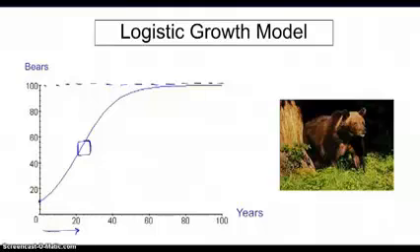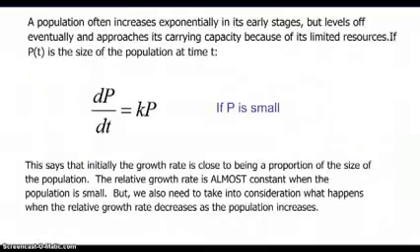Now let's talk specifically about what it looks like and how we're going to deal with it. A population often increases exponentially in its early stages, but levels off eventually and approaches what we're going to call its carrying capacity. That is the highest number of members of the population that can be sustained given the circumstances they're living in. The population approaches its carrying capacity because of its limited resources.